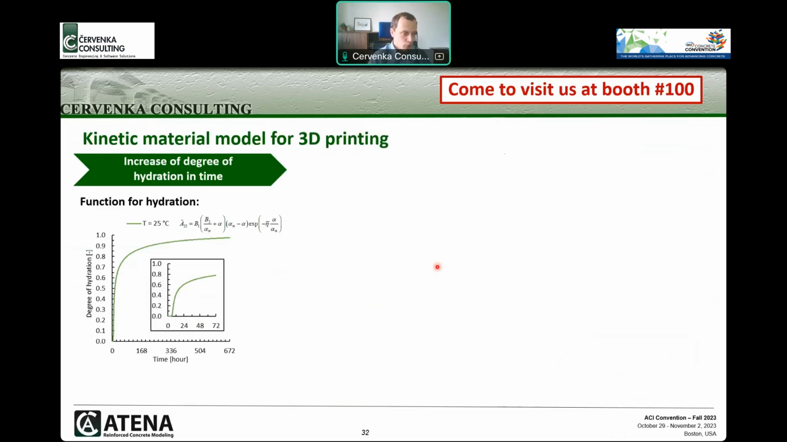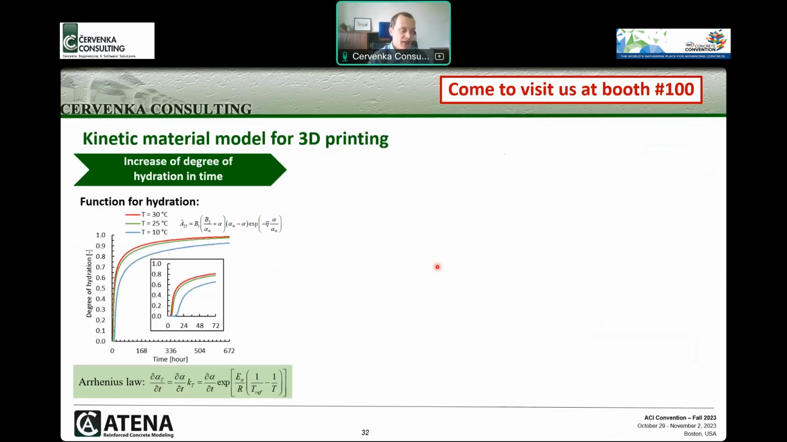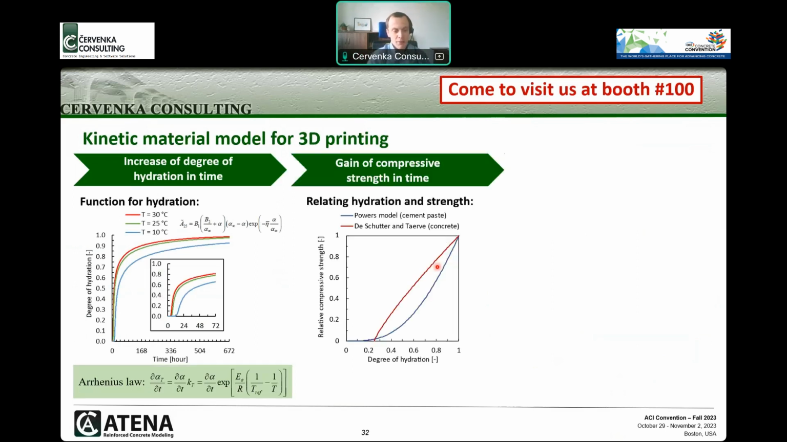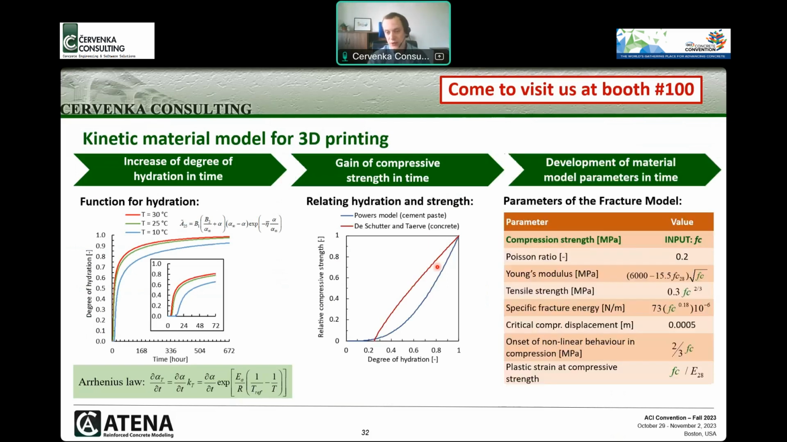For the material model, we now have an approach how to derive the mechanical properties based on the underlying hydration mechanism of the fresh paste. We start with the hydration curve. This is very beneficial because then we can easily upscale it to new temperature, for example, accelerate it when the temperature is higher, or we can easily calculate how the hydration will run at lower temperatures. Based on the degree of hydration, we calculate the compressive strength and then deduce all the remaining parameters of the material model based on the compressive strength.